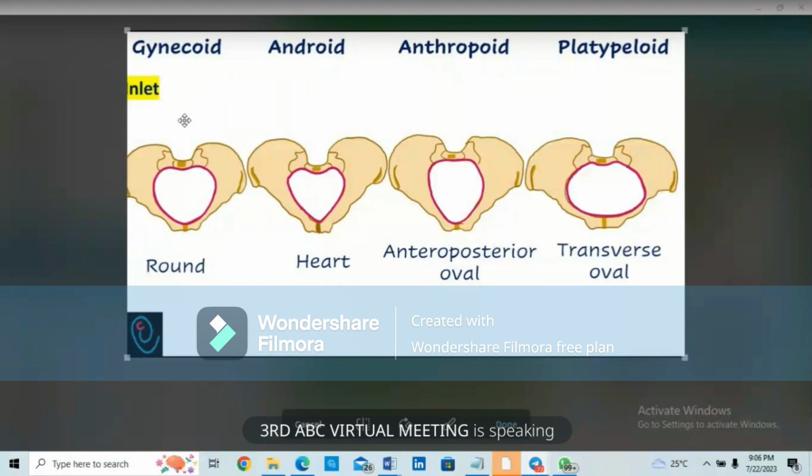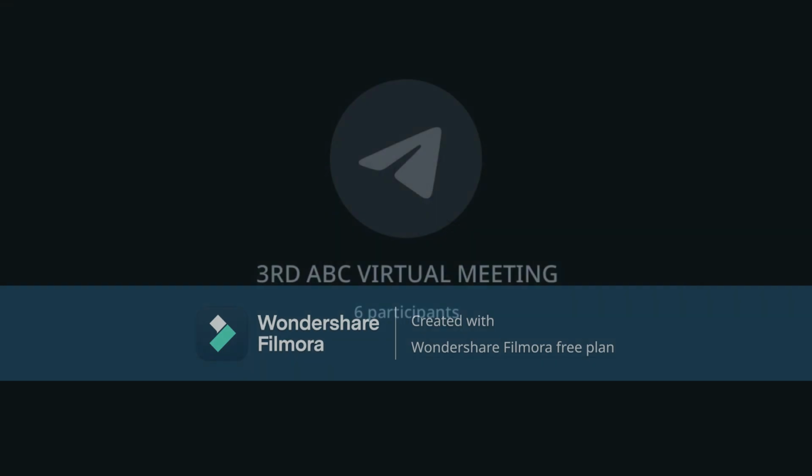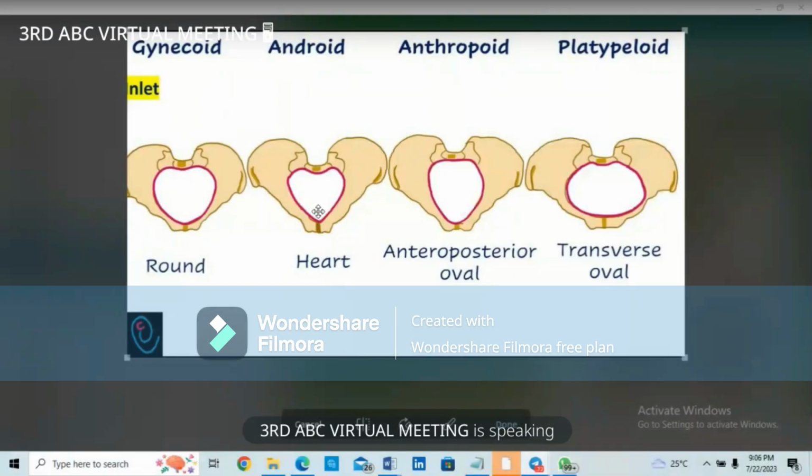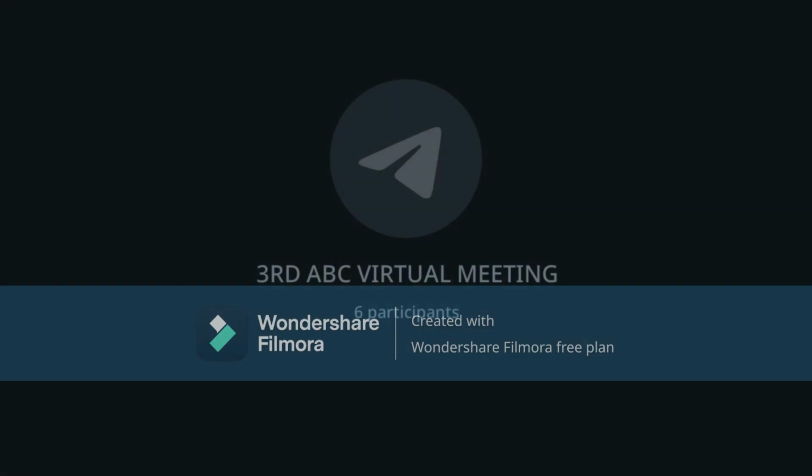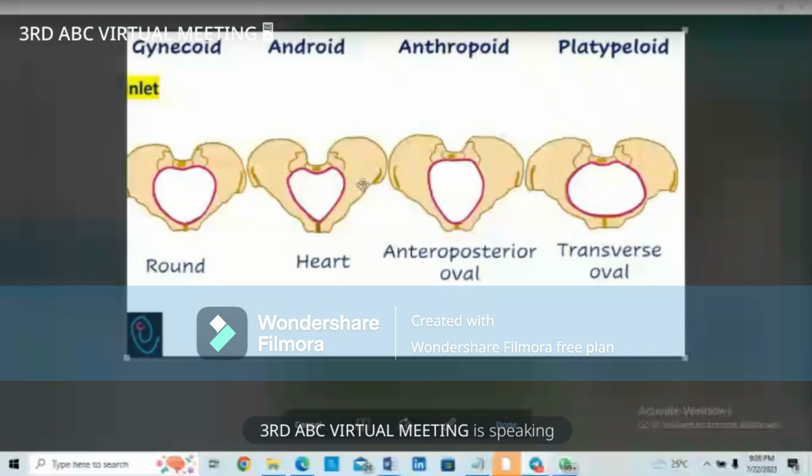Alright, but the most suitable one in females, the one that is good for vaginal delivery, is this gynecoid pelvis. Why? Because the pelvic inlet will allow easy delivery. But this one will not. It's not too good. Why are this anthropoid and this android found in males? Then this one is not too common. Alright, it's not too common.